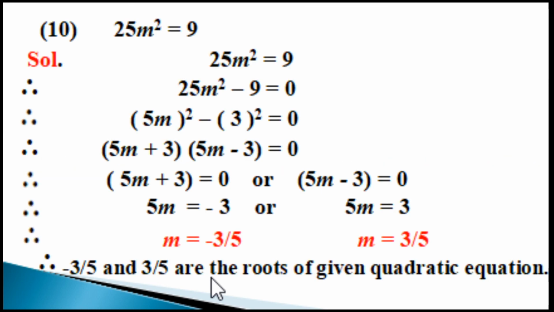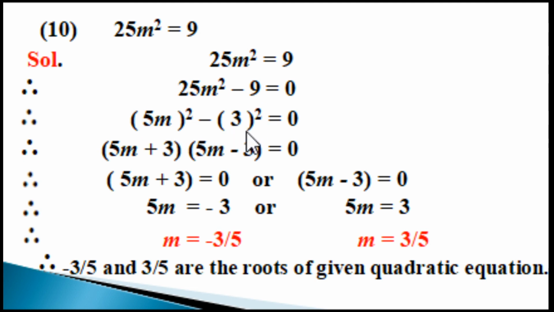Question number 10. In question number 10, 25m square is equal to 9. Therefore 25m square minus 9 is equal to 0. We have taken this 9 to the left hand side. Now, 25 is the square of 5 and m square is the square of m. So 25m square can be written as (5m) whole square. Then 9 can be written as square of 3.